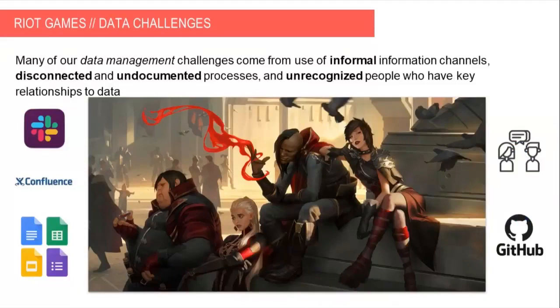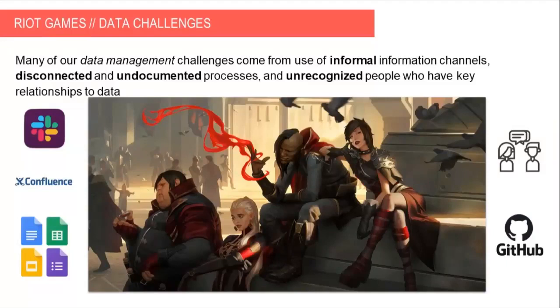Now, over time, as Riot grew as an organization and the number of players in our operations grew, a lot of informal channels for sharing information about data, for data management, and different processes started to grow, right? We grew a lot in terms of tribal knowledge, you might say. Now, a lot of you can probably relate to this.